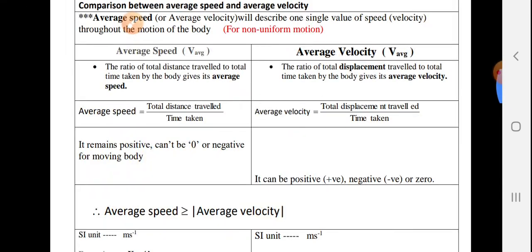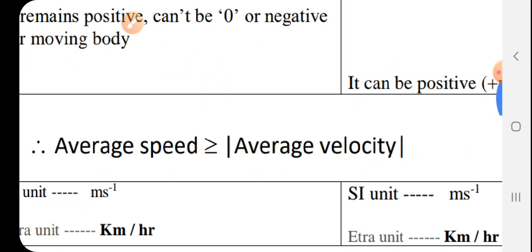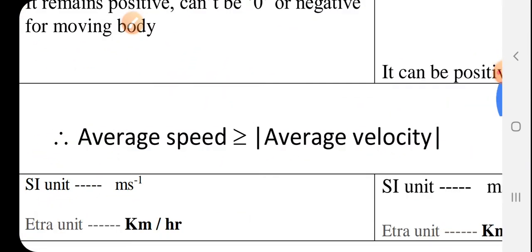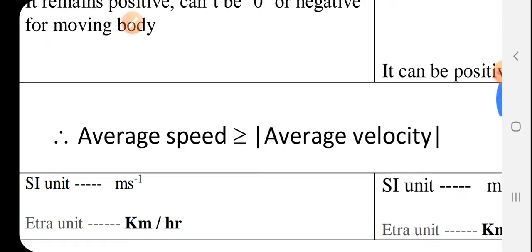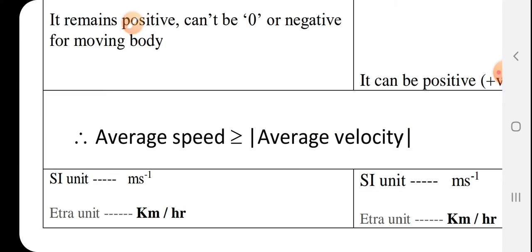Students, average velocity may be less than or equal to average speed. Students, the SI unit of average speed and average velocity are the same, that is meter per second. The other unit is kilometer per hour.